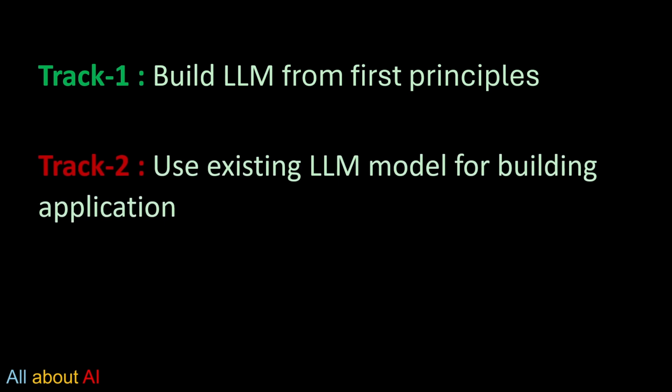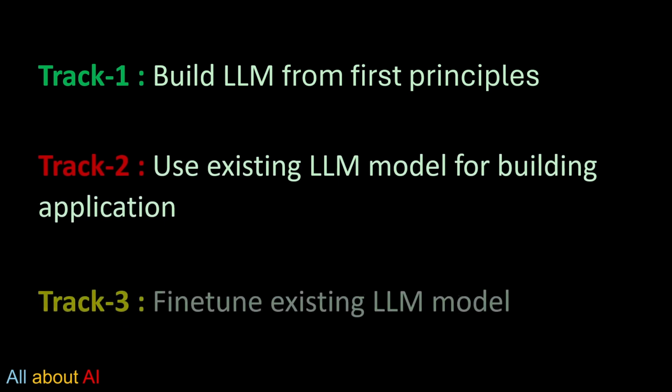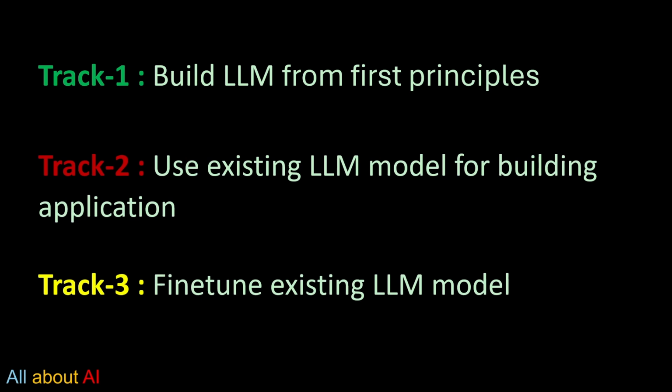In this LLM learning series, we'll be covering three key tracks. Track 1 will be based on building LLMs from first principles. Track 2, using existing LLMs to build applications. Track 3, fine-tuning existing LLMs. I'll be focusing mainly on track 1 and track 3. There will be some overlap between all these three, as there is no clear demarcation, but I'll try to keep things organized in these three categories.